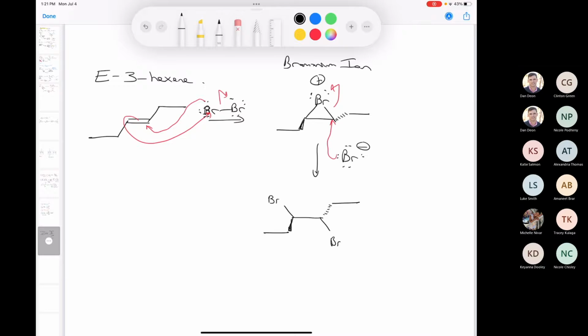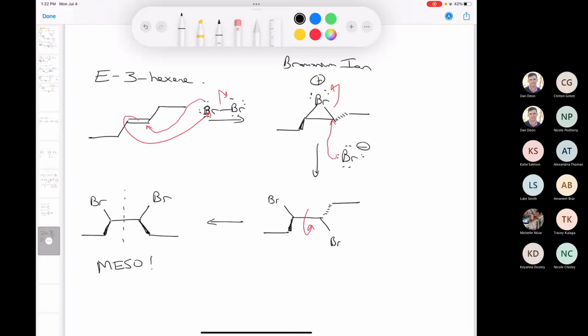All right, so if you were to rotate this so the two bromines are in the same plane, you have the bromine like this and a bromine like this. So this ethyl group didn't move, but this ethyl group that's going in the back is now going to be coming out in front like this. So you end up with a meso compound in this case.